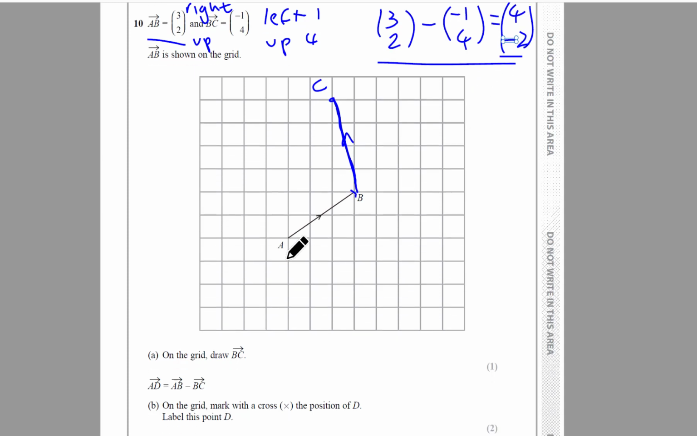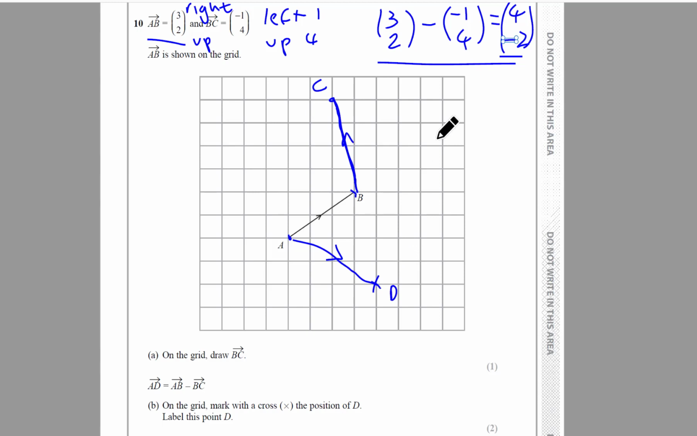Now it does say AD. So starting from A, what's the direction? 4, so that's 4 to the right, down 2. That will be D there, and that, with a straight line, is AD.